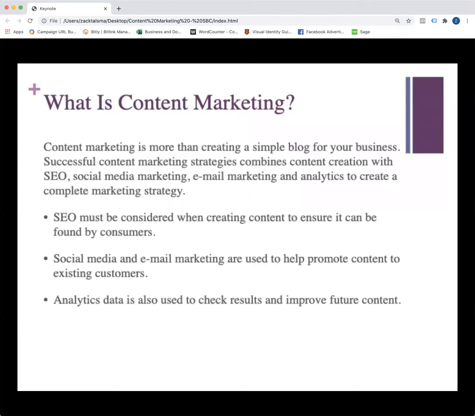Content marketing is more than just creating a blog for your business, though. To be successful, you need to combine creating this content with some SEO, social media, email, and analytics to really form a complete marketing strategy. You have to consider SEO when you're creating the content to ensure that it'll be found by consumers. Social media and email marketing are used to promote that content.